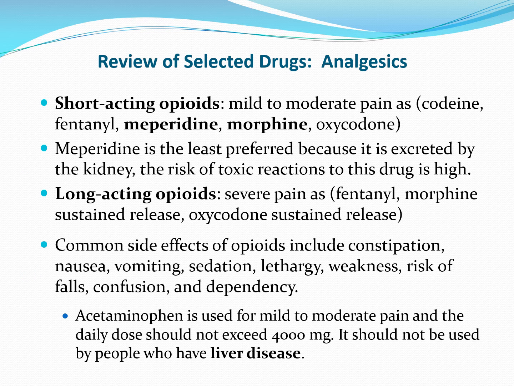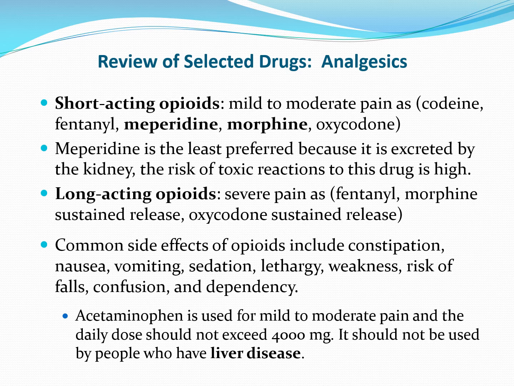Short-acting opioids, such as meperidine, morphine, and oxycodone, for example, can also interact, and they may not alleviate mild to moderate pain. In some older adults, they can cause a lot of sleepiness and some other adverse reactions. Meperidine is the least preferred because it is excreted by the kidney. The risk of toxic reactions to this drug is very high, and that's why we don't use it very often. So very often we use codeine and oxycodone here in Oman.